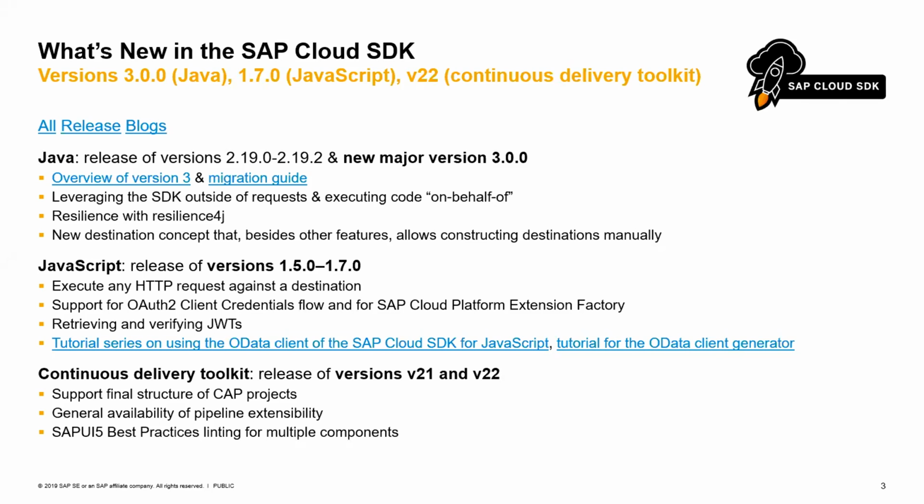In the SDK for continuous delivery, or the continuous delivery toolkit, and the new versions there, we have also exciting new features like the support for projects built with the Cloud Application Programming Model. This has now been finalized, and soon projects with this structure will also be generated by, for example, SAP Web IDE, so that you can directly use the continuous delivery pipeline out of the box that the SAP Cloud SDK provides to continuously test and deliver those applications to SAP Cloud Platform.